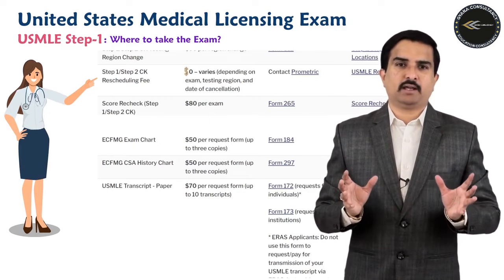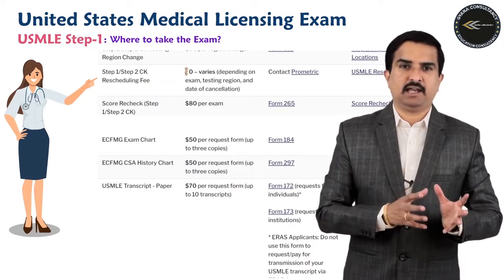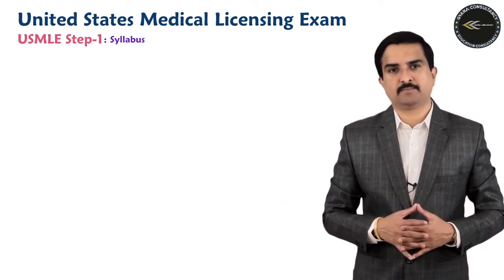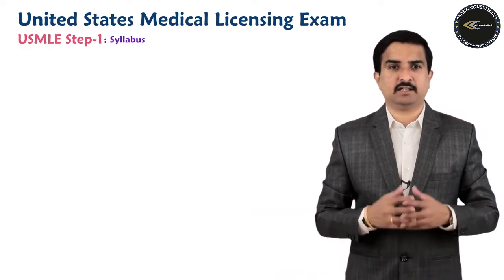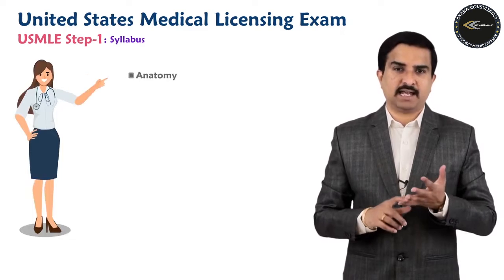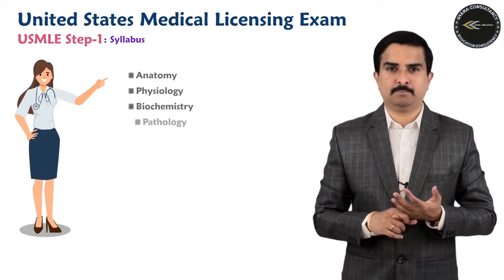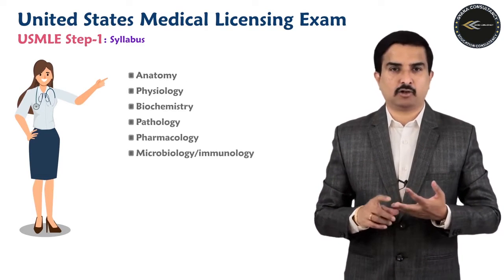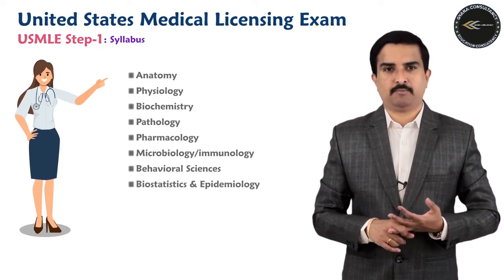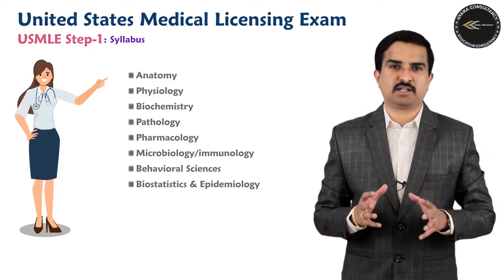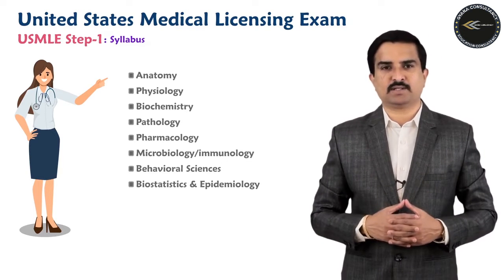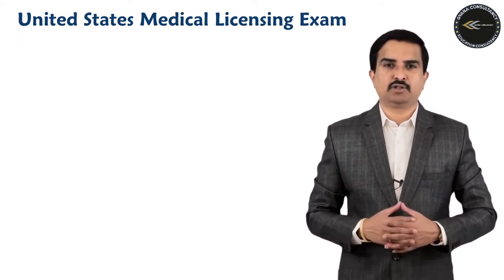So after knowing in detail about the USMLE eligibility as well as the fee details, what exactly is the USMLE Step 1 syllabus? As I already mentioned earlier, the disciplines covered in USMLE Step 1 are core subjects like anatomy, physiology, biochemistry, pathology, pharmacology, microbiology and immunology, behavioral science, biostatistics and epidemiology. Right? These are the main subjects covered in the USMLE Step 1 exam. So this is what you need to know about USMLE Step 1, and let me talk about USMLE Step 2.